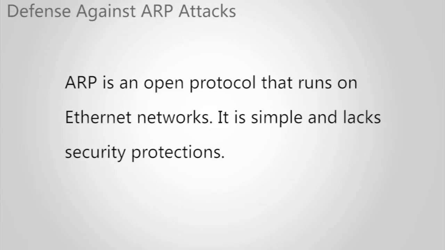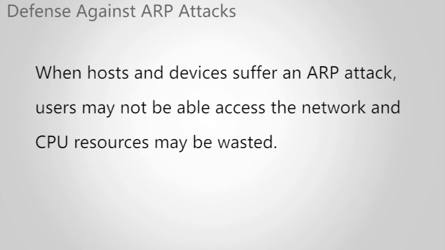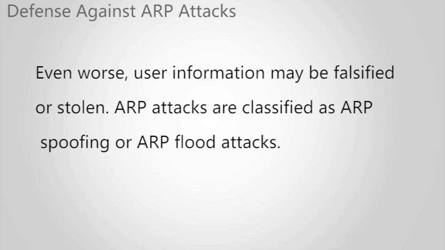ARP is an open protocol that runs on Ethernet networks. It is simple and lacks security protections. When hosts and devices suffer an ARP attack, users may not be able to access the network, and CPU resources may be wasted. Even worse, users' information may be falsified or stolen. ARP attacks are classified as ARP spoofing or ARP flood attacks.